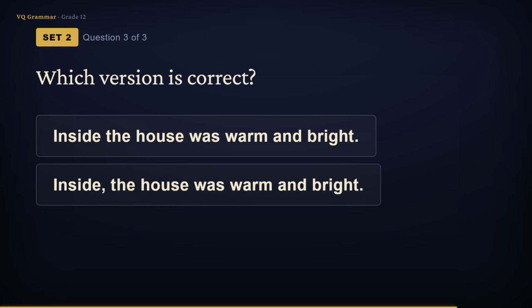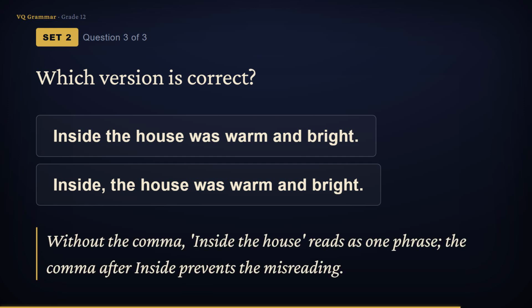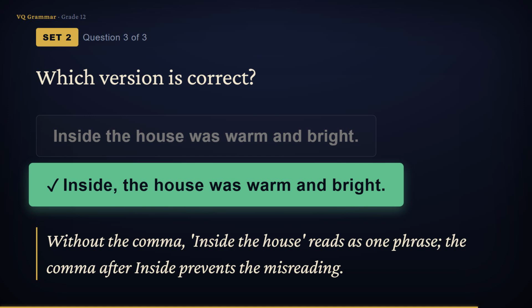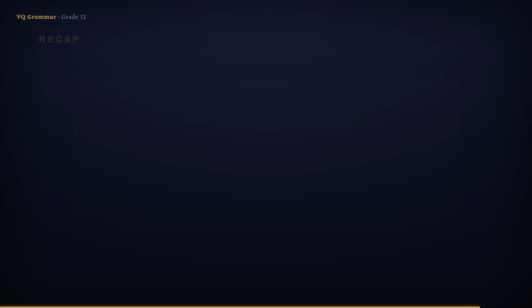Last one. "Inside the house was warm and bright." This opener is short, so you might expect no comma, but watch what happens without it. "Inside the house." Your reader momentarily takes "inside the house" as a single phrase. The comma after "inside" prevents that misreading, so here the short opener does need one.